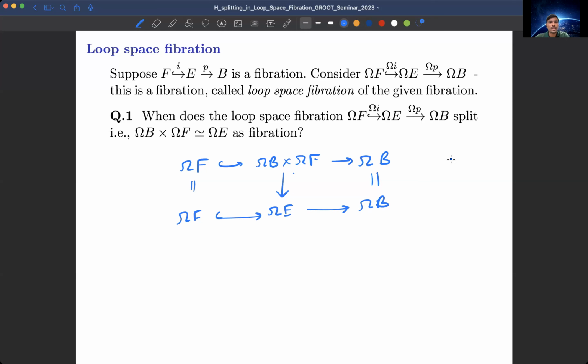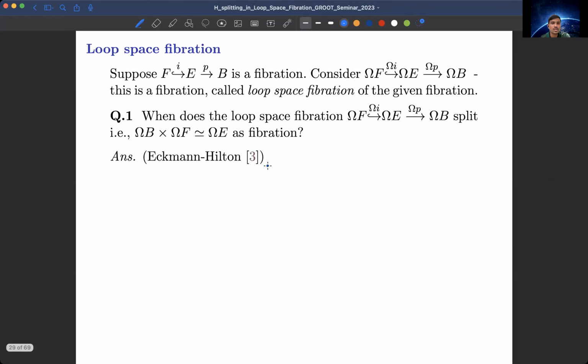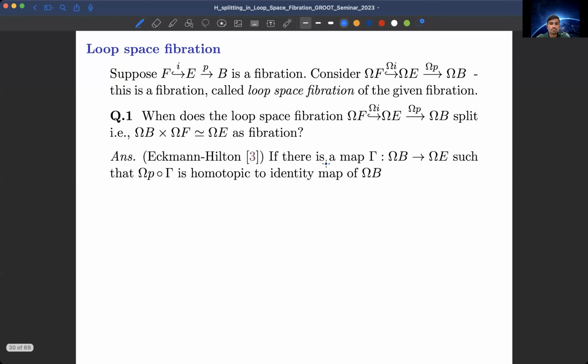The answer is known due to Ackermann-Hilton, and it says that if there is a map gamma from omega b to omega e, such that omega p composed with gamma is homotopic to the identity of omega b, then this fibration splits. This gamma, which is the homotopy right inverse of omega p, is named the homotopy section of the fibration.